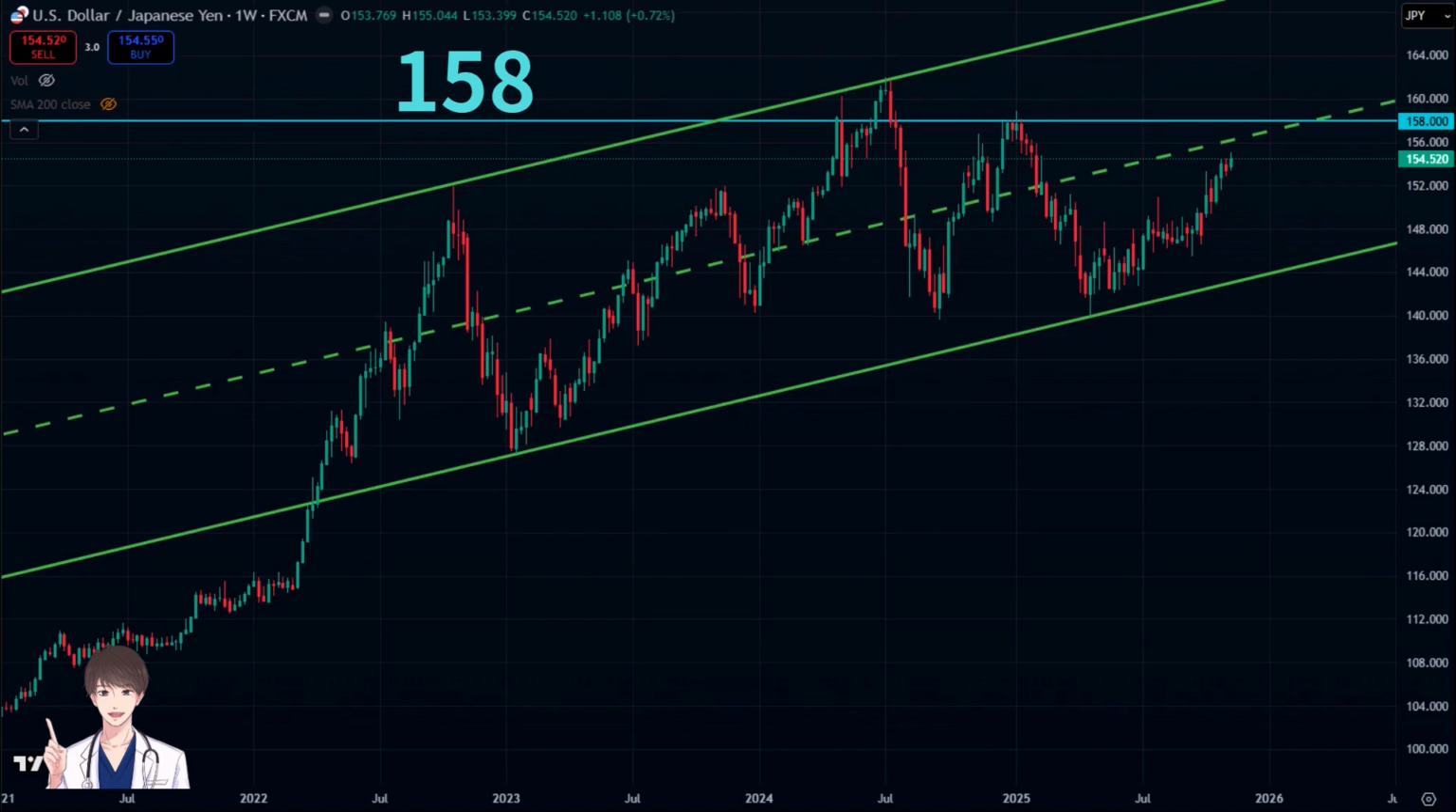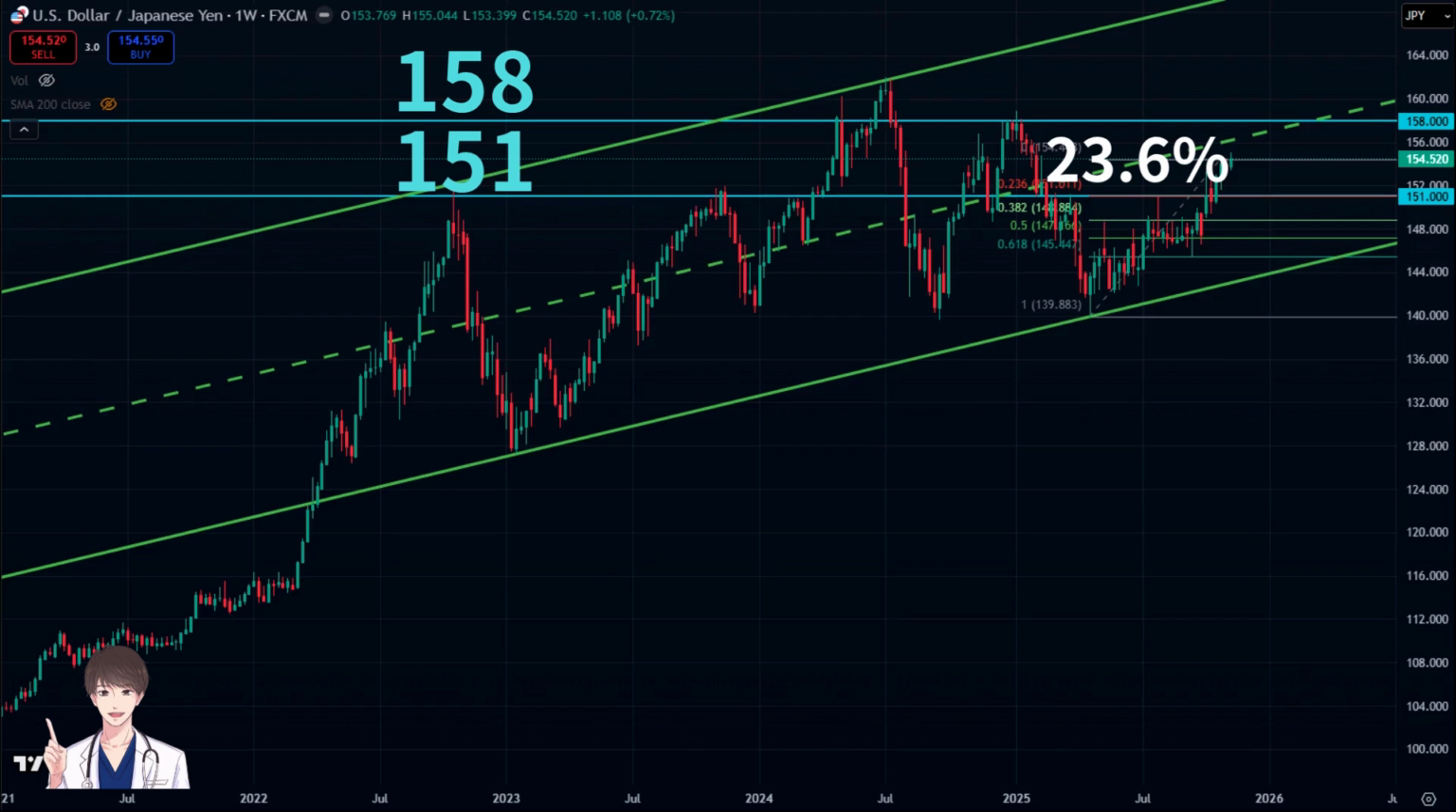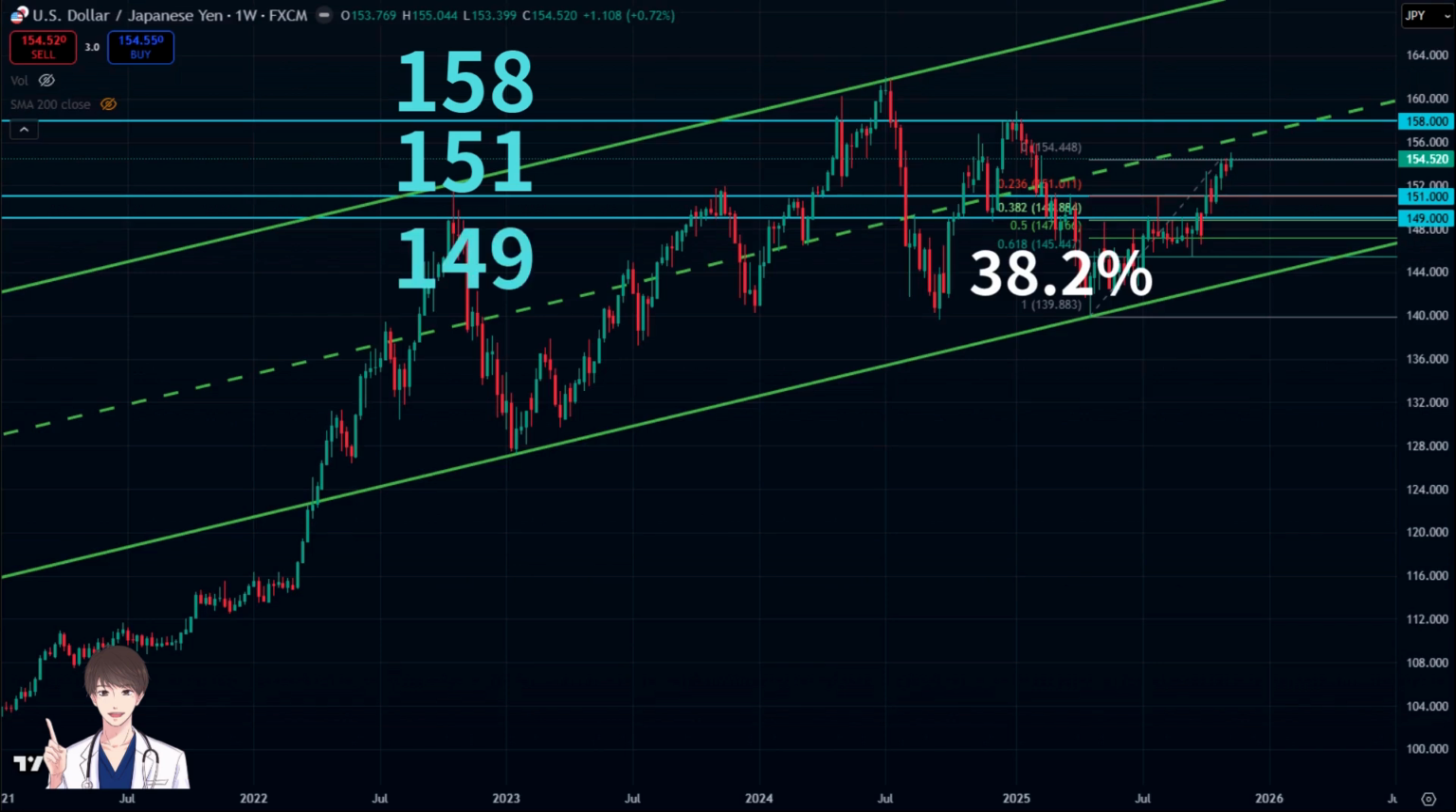However, since the rise from September has been extended, a short-term correction remains possible. This could present an opportunity to build long positions at more favorable levels. In such a scenario, the 23.6% retracement near 151 and the 38.2% retracement around 149 are important levels to keep in mind. From a long-term bullish perspective, establishing long positions around these areas would be ideal.